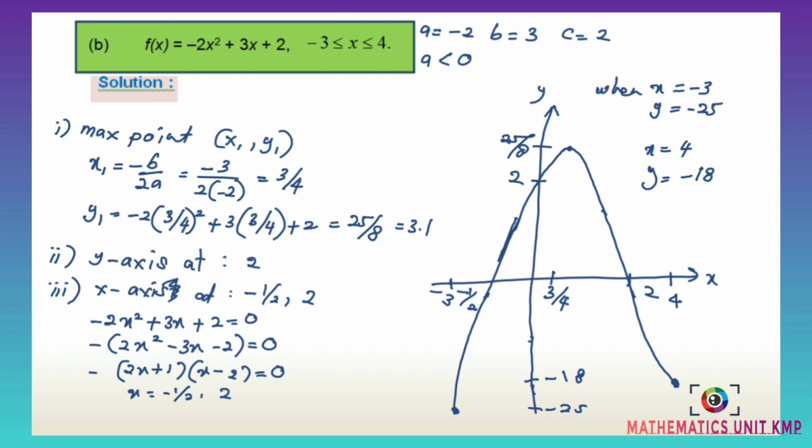Now we can state the domain. The domain of the function, referring to the constraint, is from negative 3 to 4. And the range of the function is from the lowest, negative 25, to the maximum point, 25 over 8. Okay, done.